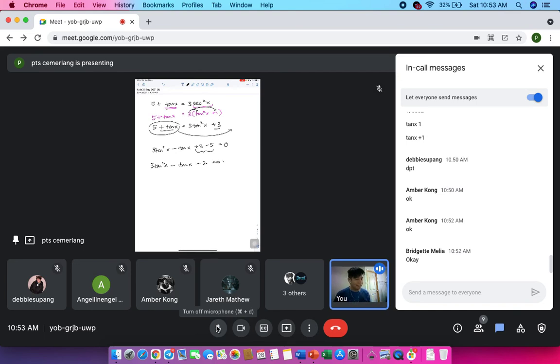Do you see that this is quadratic? Nampak tak ini macam quadratic? 3x square minus x minus 2. Dapat perasan tak dia macam quadratic? Macam bentuk quadratic kan? Tangent tu you anggap dia macam x. Okay? Make sure you punya tangent tu you anggap dia macam x.